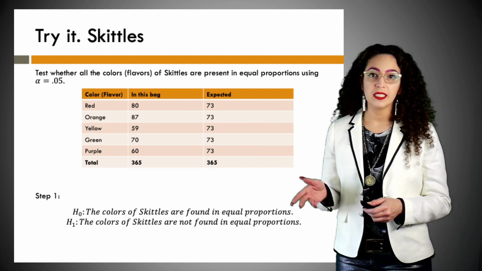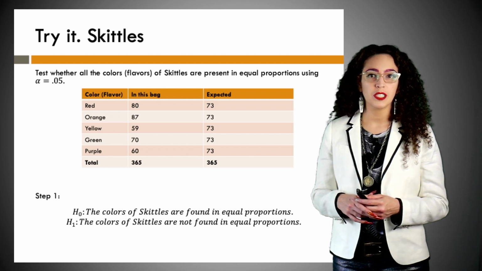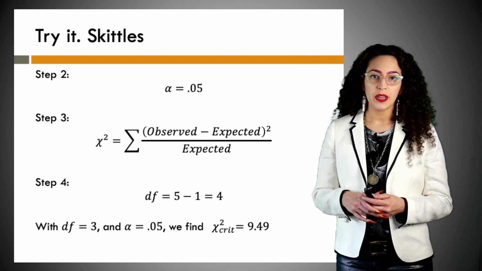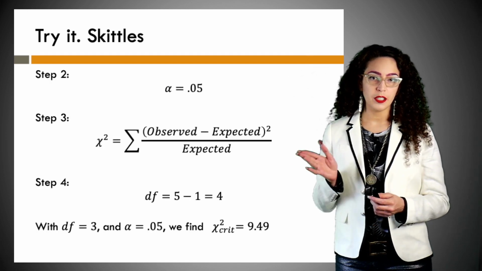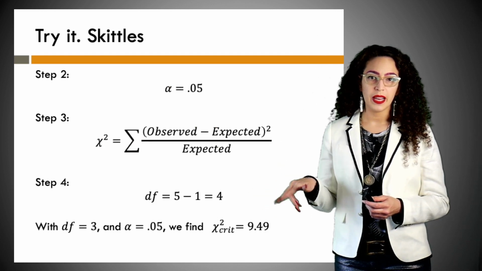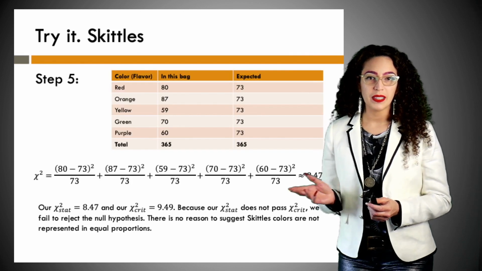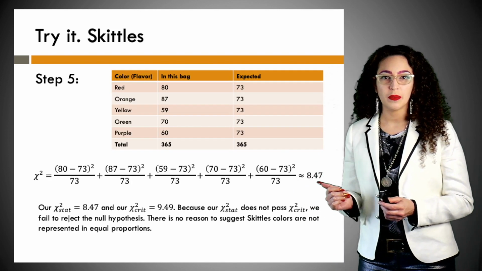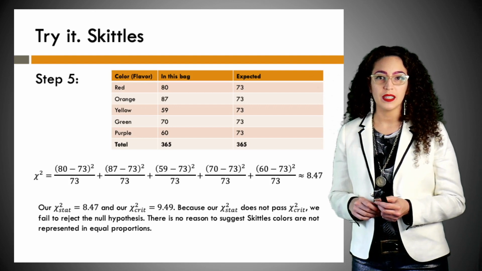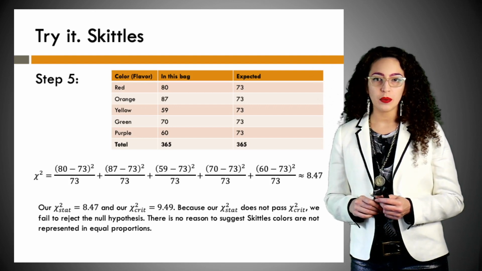So our hypothesis is that all the colors or flavors of Skittles are found in equal proportions, and the alternative is that they are not. We are testing at the 0.05. We are doing a chi-square test goodness of fit. We have 4 degrees of freedom, and we have a critical value of 9.49 again. So we put that into our equation here, and we end up with 8.47. Nope. We're going to fail to reject that one.